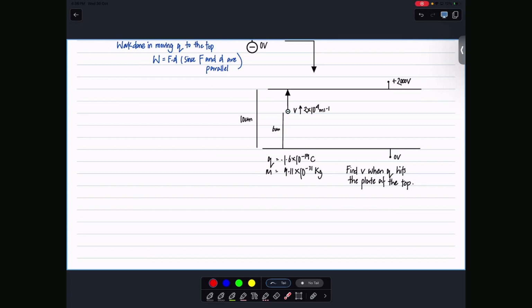So you have a charged particle that's going up at 2 into 10 to the power 4 meter per second. What is the velocity when it goes and hits the plate at the top? It was an MCQ from the previous syllabus. The questions were in AS paper.